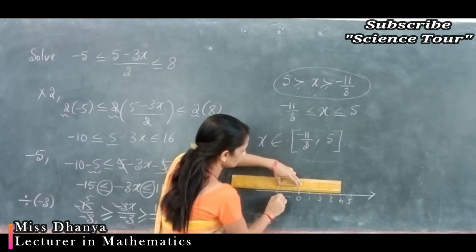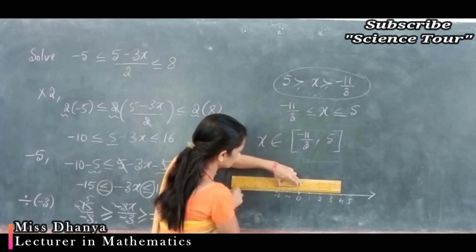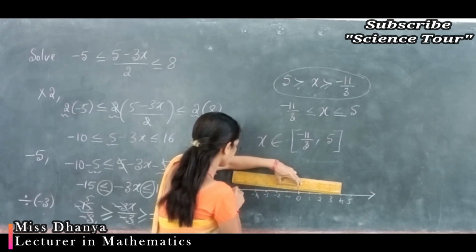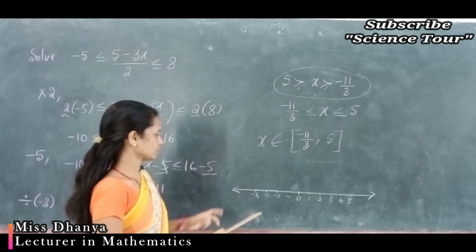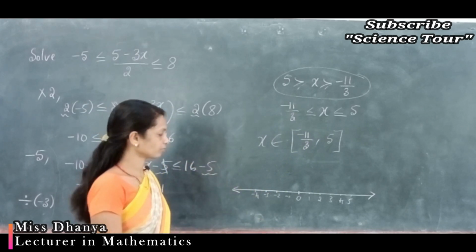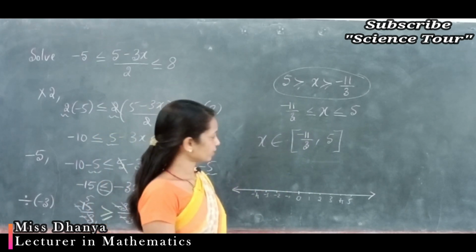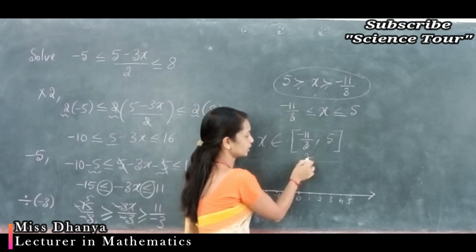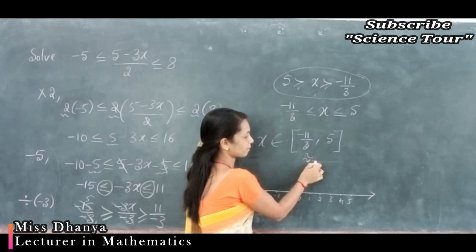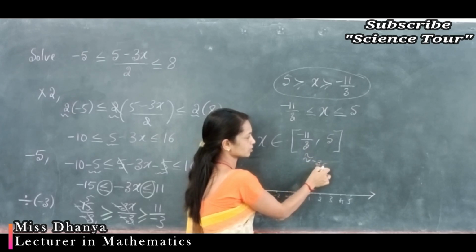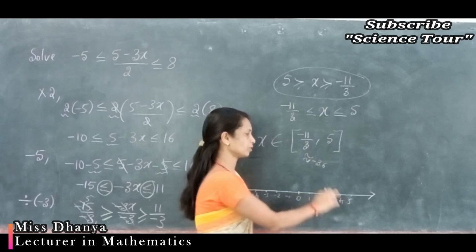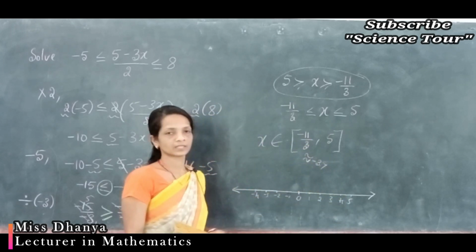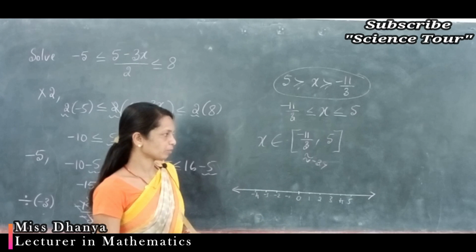On the negative side of 0, mark negative numbers at equal distances: minus 1, minus 2, minus 3, minus 4, etc., up to minus infinity. Now, what is the first number? The first number is minus 11 by 3. The approximate value of that is minus 3.6 etc. You can take minus 3.7. The approximate value of minus 11 by 3 is minus 3.7.